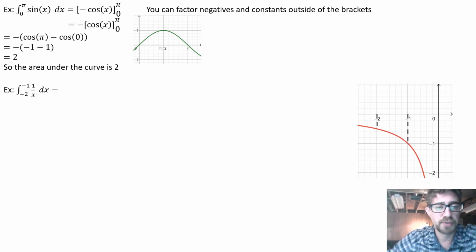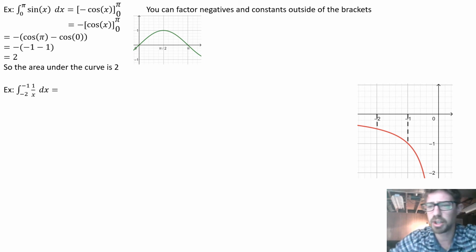The integral from -2 to -1 of 1 over x dx. So our upper and lower bounds are negative now. That doesn't affect what we do. And we're just looking for that little teensy bit of area between there on the curve 1 over x, on that sort of hyperbolic looking curve.